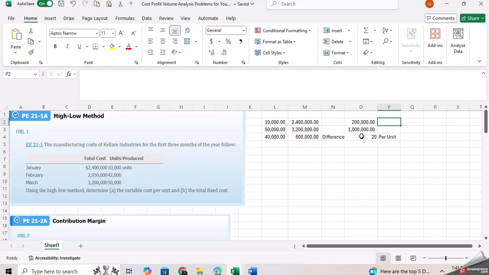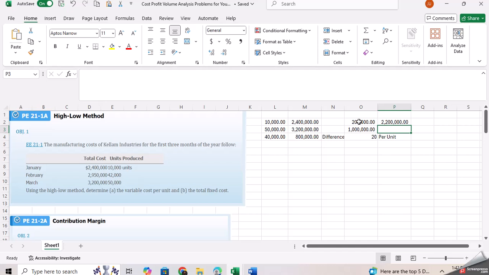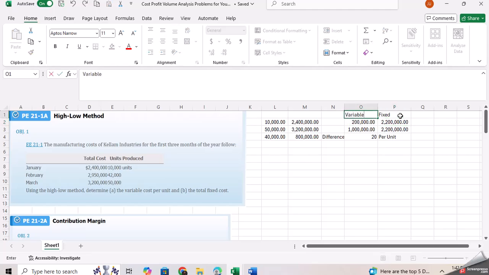So then if we take the total minus that, that gives us our fixed costs, and then our total minus that, you see that gives us the same fixed cost. So these are our fixed, and then these are our variable. And then what they'd like us to do is put that into a formula.